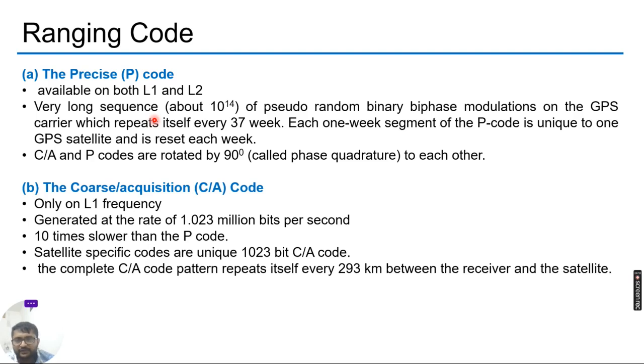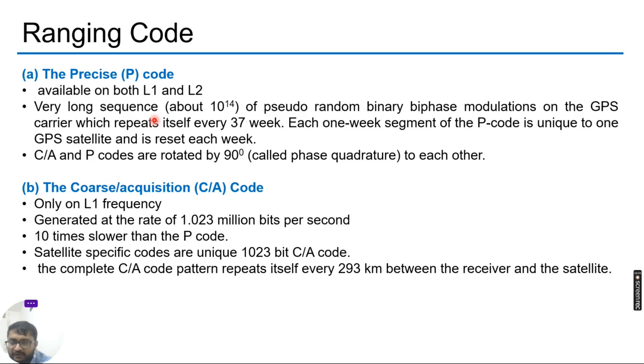The first one is the P1 or PY code, which is available for both the carrier waves L1 and L2. It is a very long sequence of about 10 to the power 14 bits, pseudo random binary biphase modulation on the GPS carrier, which repeats itself every 37 weeks. Each one-week segment of this P code is unique to one GPS satellite, and it is reset every week. The C/A code and P code are both rotated by 90 degrees, so they are in quadrature phase to each other.